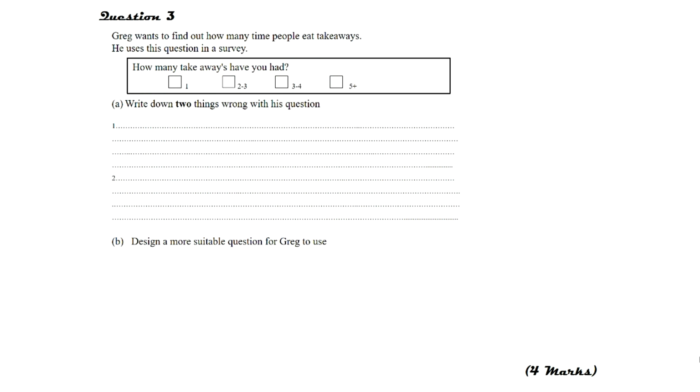Question 3. Greg wants to find out how many times people eat takeaways, and he uses this question in a survey. Now hopefully you've seen lots and lots of questions like this. You're always looking for 4 different things on this one.